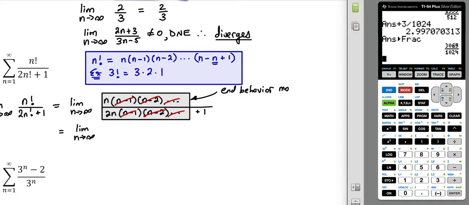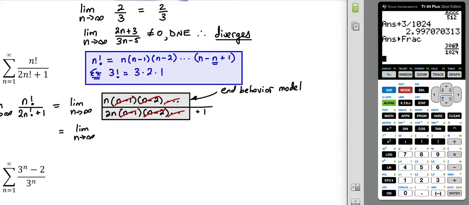You might remember that from Calc 1. That end behavior model, again, is just the term with the highest exponent on the top of a fraction, well, among other things. But in this case, it applies that it would be the term with the highest exponent on the top of the fraction divided by the term with the highest exponent on the bottom of the fraction.